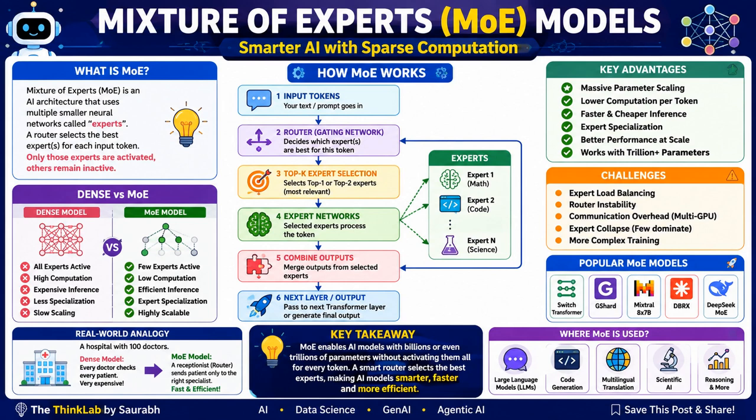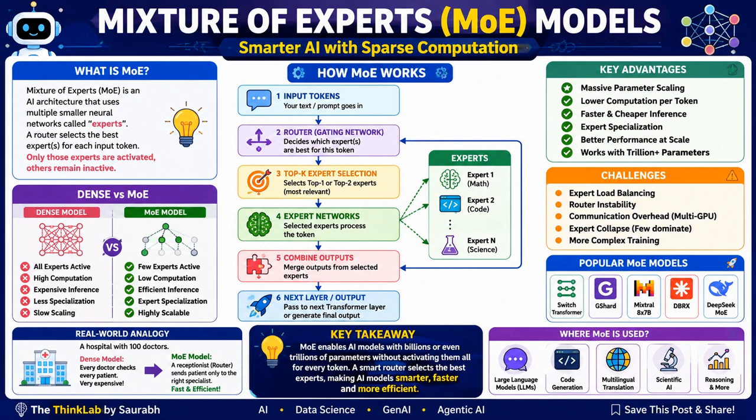Now, the core components of MoE, right? There are four major components. The first one is the input token. Component number one, input token. Everything starts with the input token. For example, artificial intelligence, Python. Each token has its own embedding vector, right?